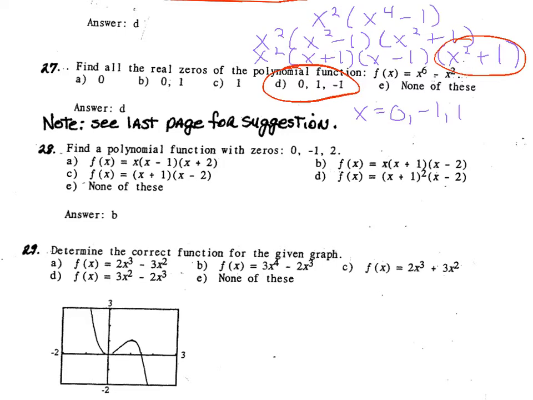In number 28, we want to find a polynomial with the given zeros. So I'm first going to write those zeros in their factors. So if I have a 0 at 0, it's just an x. If I have a 0 at -1, I have an x plus 1. And if I have a 0 at 2, I have an x minus 2. And since these are in factored form, I know that my answer is B.